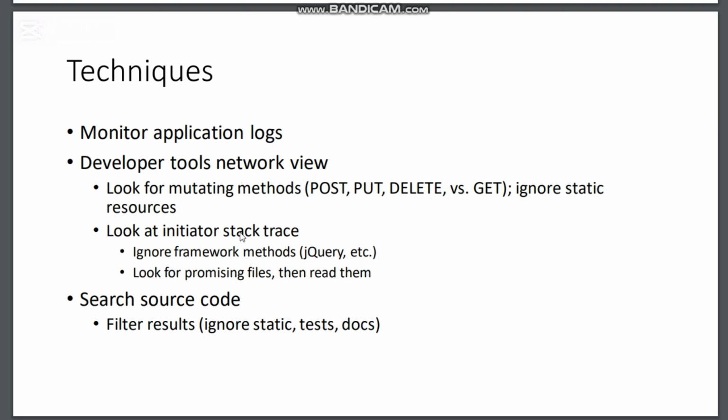Look at initiator, stack trace. Ignore framework methods. Look for promising files that read them. Then we have search source code, filter results, ignore static tests, docs. We don't have these types of things in the search source code.